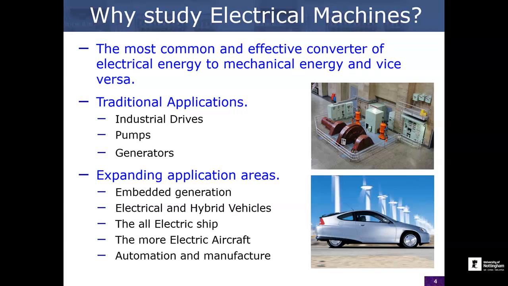So things like embedded generation. So chiefly wind generation is a huge thing right now, but also things like electrical and hybrid vehicles, replacing very traditional combustion drives with more modern electrical equivalents, including things like electric ships and aircraft, but also robotics, automation and manufacture. Wherever we build in this automation, wherever we expect some kind of electrical system to have an impact on the world, we need machines there to actually make that mechanical impact happen.